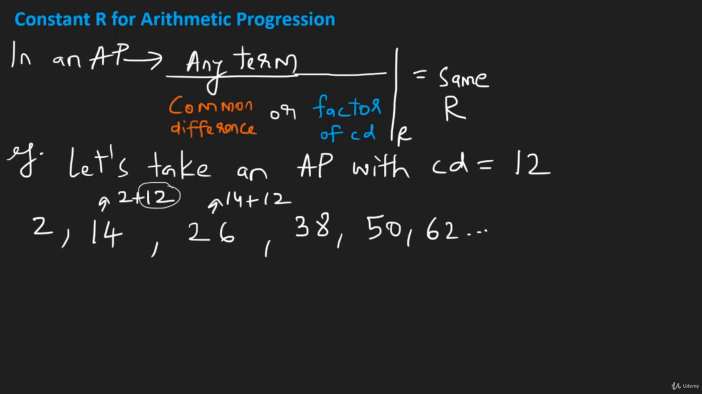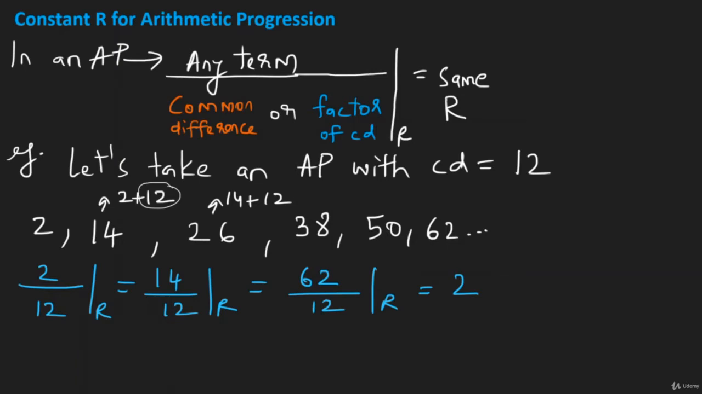Let's check whether that's the case. If you do 2 by 12, your remainder is 2 itself. If you do 14 by 12, it goes once and you have a remainder of 2. 62 by 12, it goes 5 times, so 62 is 5 into 12 plus 2. You can see that in all of these cases, your remainder is the same, and over here it's 2.